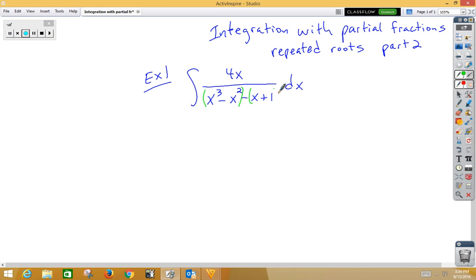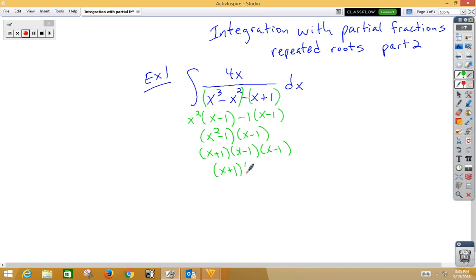So if I group them, I can factor out an x squared and get x minus 1. I can factor out a negative 1 and get an x minus 1. That gives me x squared minus 1 and x minus 1. But x squared minus 1 factors as x plus 1, x minus 1. Notice I have another x minus 1, so we get x plus 1, x minus 1 squared.